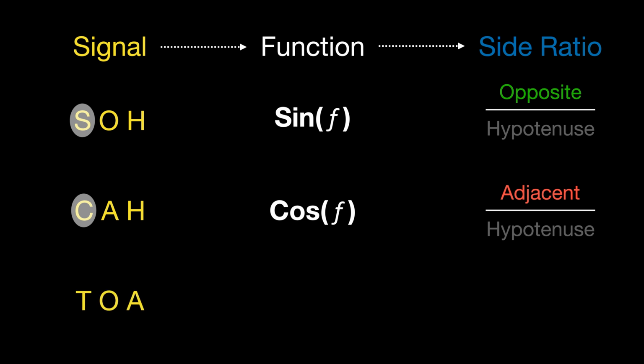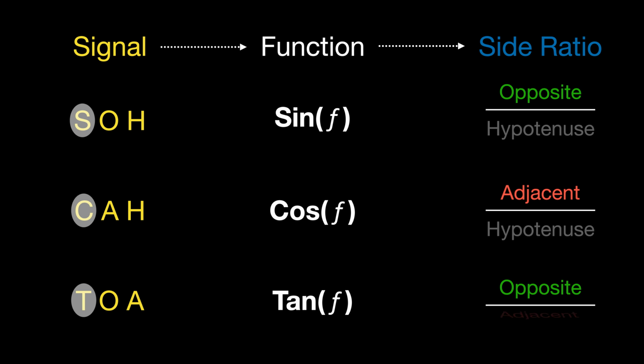And then the last one is TOA. T means you're going to use the tangent function, and then the O means you're going to have the opposite side over the adjacent side, A. TOA. See how in all three signals, the first letter represents the function, the second letter represents the top side of the fraction, and the third letter represents the bottom of the fraction.